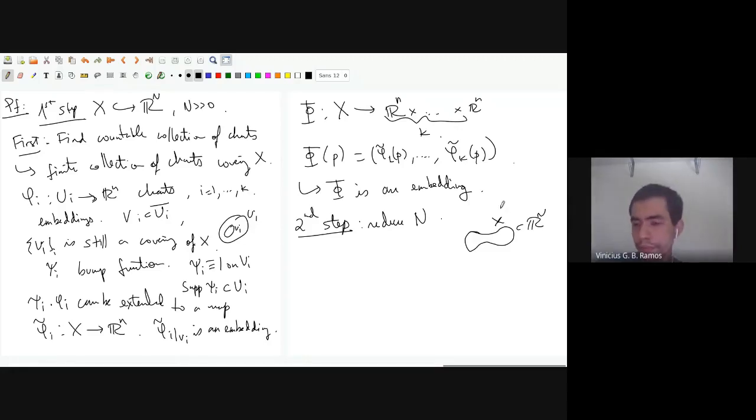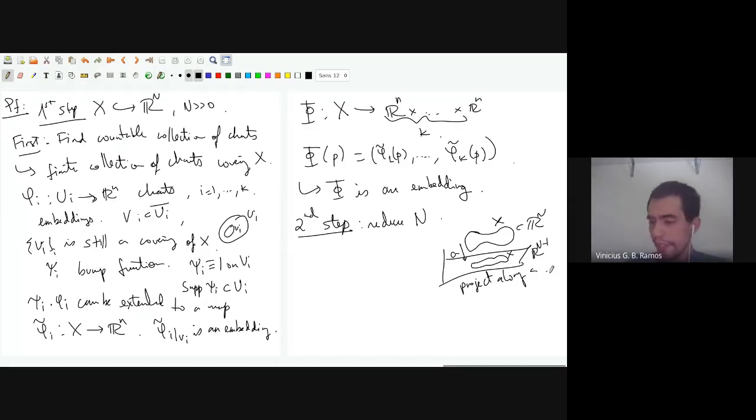Well, you look at X, and the idea is that you choose some direction to project. So now you project it to Rn minus 1. And here's your new projection. So you project it along some direction. You choose a direction A, and you project along A. So what do you need to make sure that the projection is still going to be an embedding?